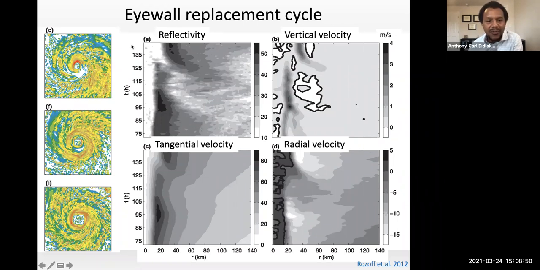Here we have from Rozoff et al. Let me move my Zoom thing. I don't know if it's a good place for it. Oops, okay.